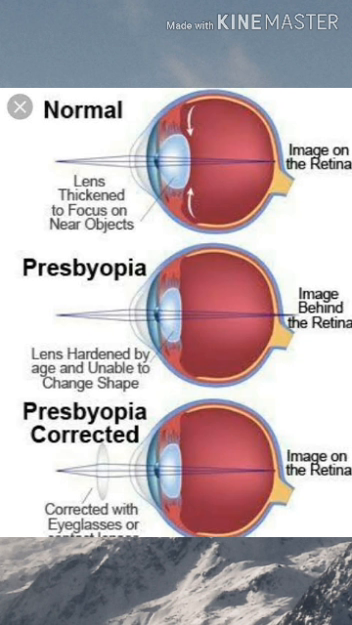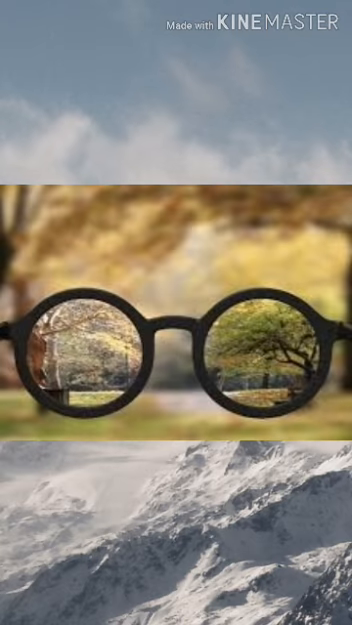I am showing the presbyopia diagram. The normal eye lens forms the image on the retina. The lens thickens to focus on near objects. Presbyopia caused in a person: the image is formed behind the retina. The lens hardened by age, unable to change shape. Presbyopia is corrected by eyeglasses. Image on the retina. This is the lens. All are using this type of spectacles to correct the eye defects.